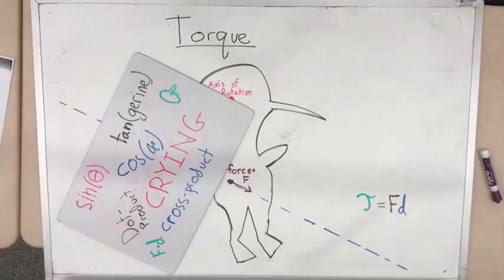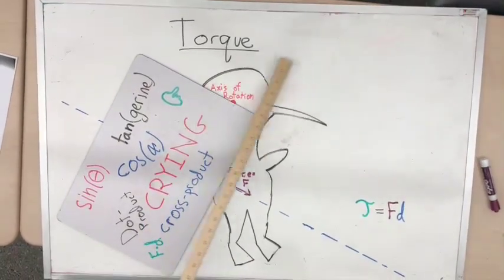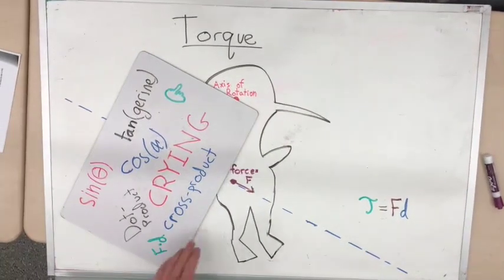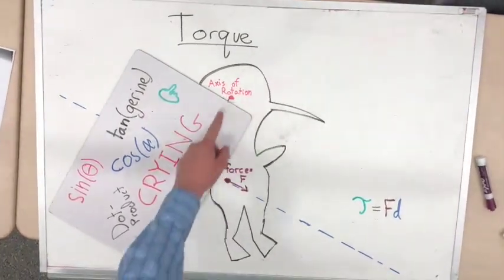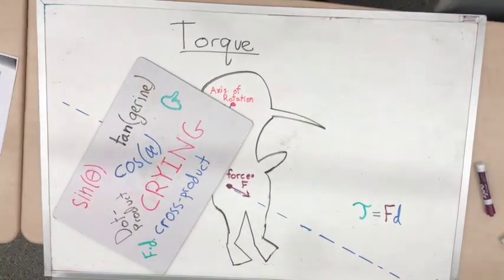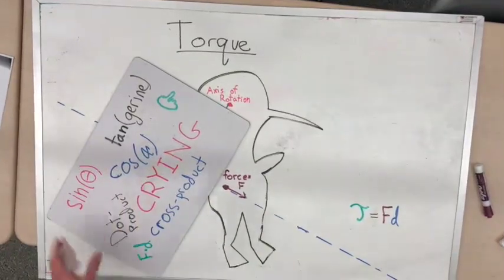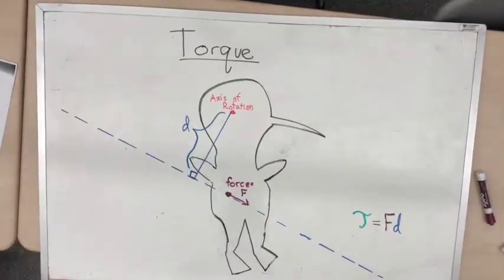So, big question on students' minds today is how to calculate torque. If you have an axis of rotation and a force at some angle, people will start telling you a lot of things that are very confusing and will hurt your feelings and confuse you. So basically just ignore all that.